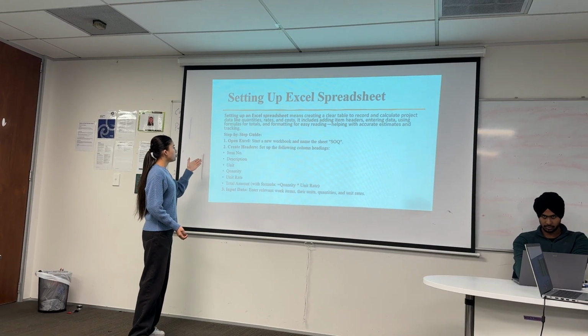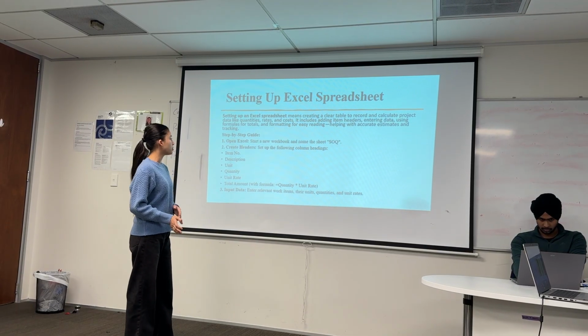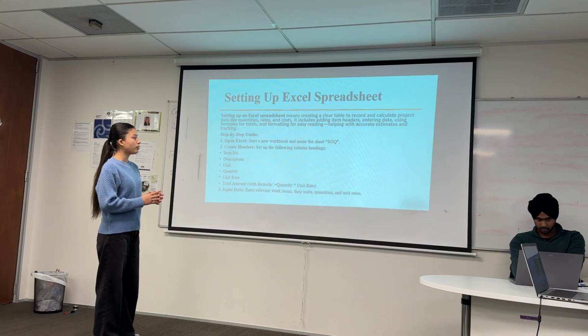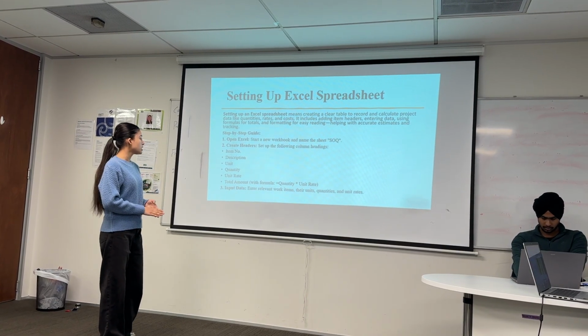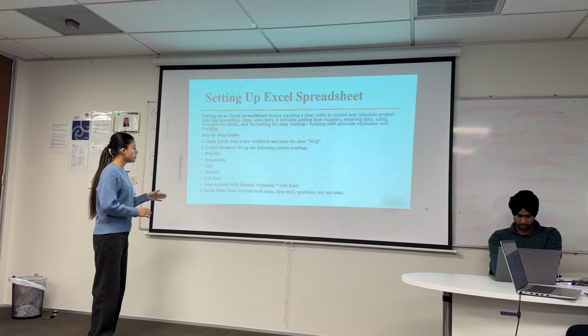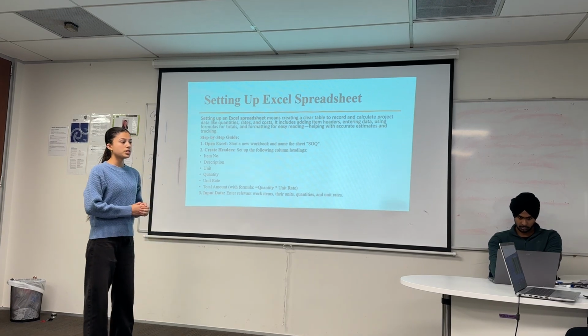First, we have to open the Excel and start a new workbook and name the sheet SOQ. Second one is create headers. Set up the following column headings like item number, description, unit, quantity, unit rate, and the total. For the total, we have to use the formula, and the formula is quantity times unit rate.